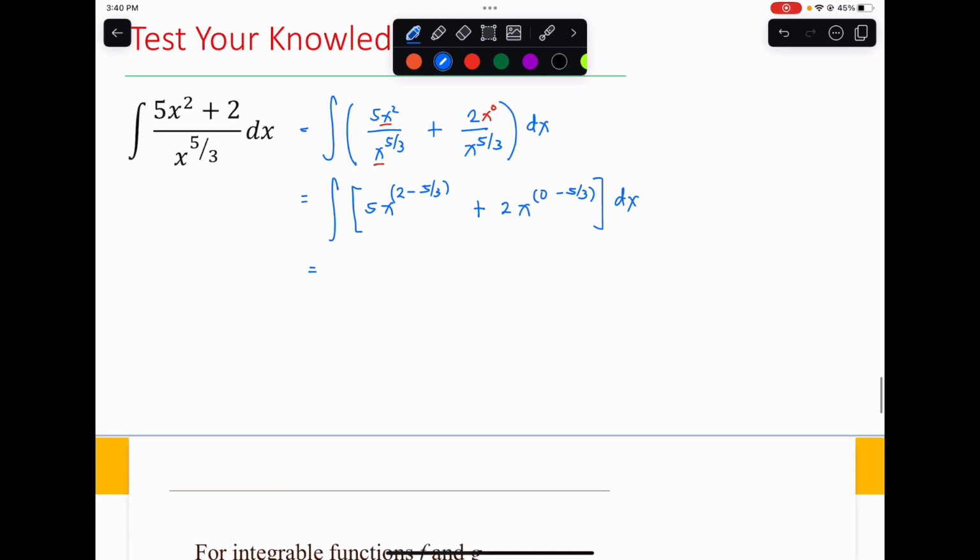Now we can distribute this one as simply the integral of 5 times x raised to 2 minus 5 over 3. Take the LCD, which is 3: 3 times 2 is 6, minus 5, which is 1. Therefore, that is x raised to 1/3. Okay, x raised to 1/3.